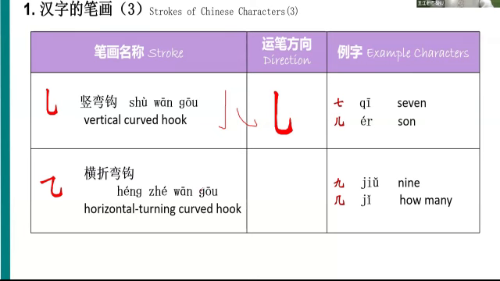Let's go on to learn another kind of hook. 横折弯钩, horizontal turning curved hook. Okay, so have you got it? Let's write it. Please write after me. 竖弯钩, vertical curved hook. And horizontal turning curved hook. Okay, so have you got it? Okay, now let's learn to write some Chinese characters. Please take a look.